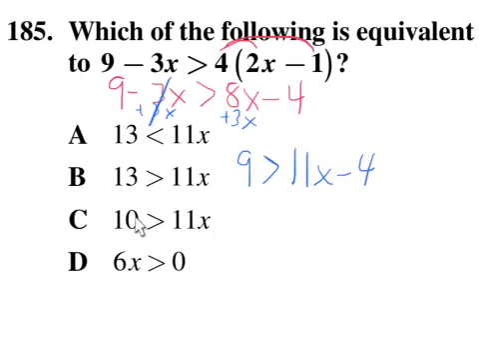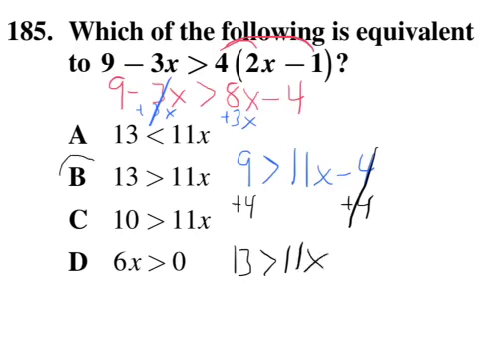Does this match any of these? No. Wouldn't you get rid of this -4 to try to match one of these? How do you get rid of this -4? You add 4 to both sides. That gives me 13 is greater than 11x, which is which one? B. We do not divide. If we divided by a negative at any point, the sign would flip. We did not. So our answer is B right there.